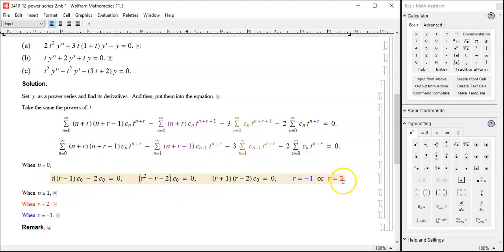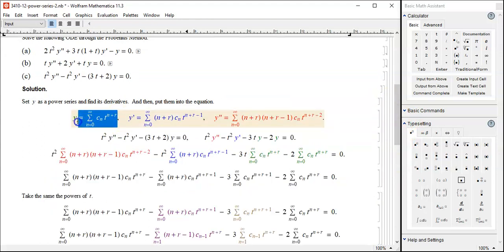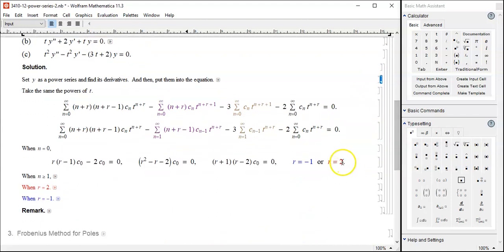Factor C0 out, and I'm getting R equals -1 or R equals 2. We have 2 different R values. So it looks like I'm going to get 2 Frobenius series of this form, y1 and y2. But there's a bit of a problem. They differ by integers. So the lower series, the lower R value starts, and then that covers the higher thing.